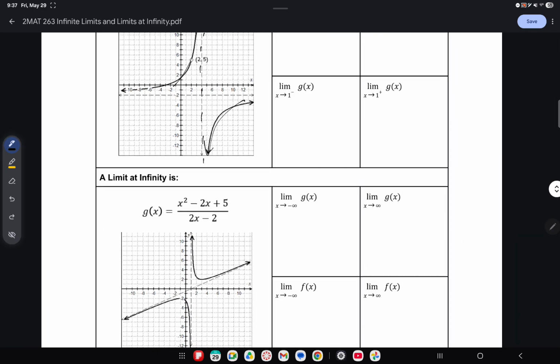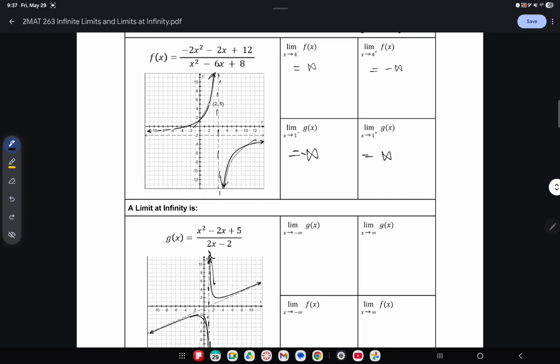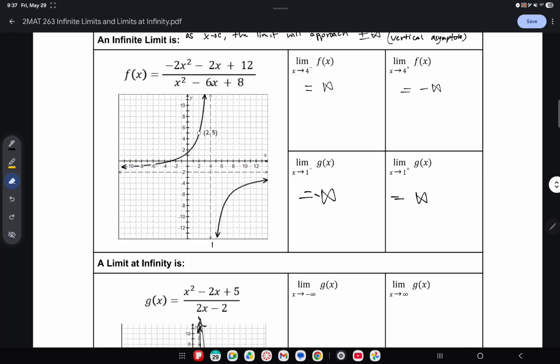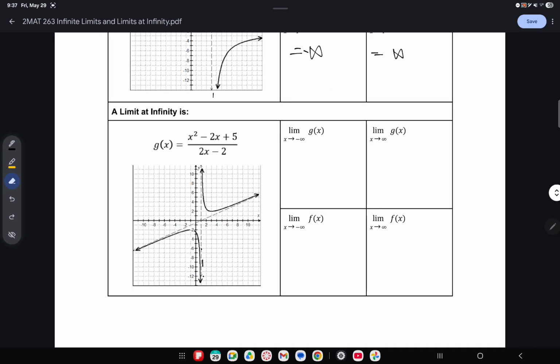If I look at g, we have a vertical asymptote at x equals 1. So this time from the left, it's going to negative infinity. And from the right, it's going to positive infinity. Okay? Erase my drawings here. So those are infinite limits. The sided limits are going off to the infinities.